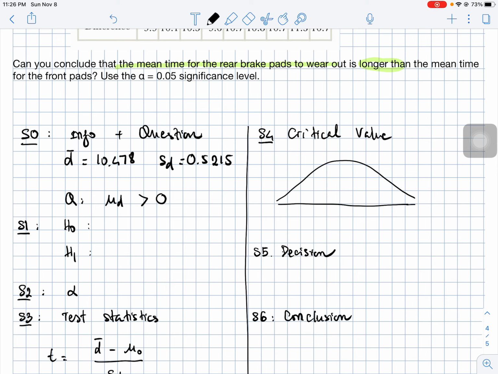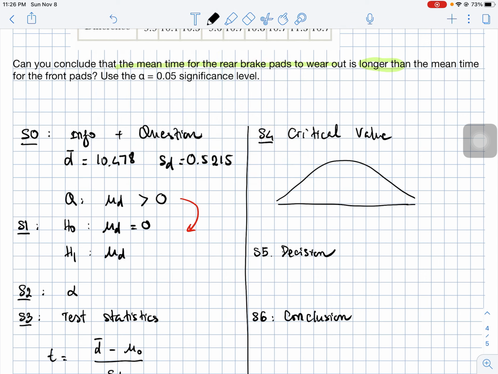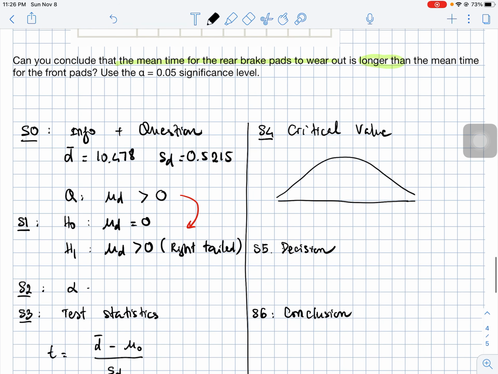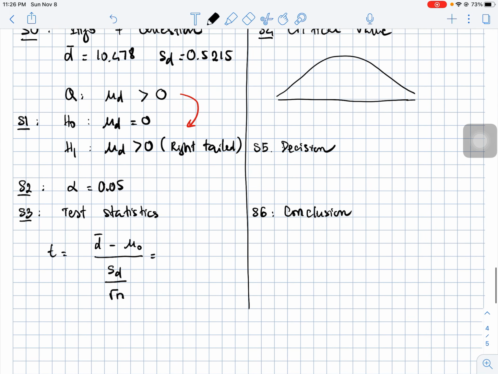Step number 1, we set up the null. The null, we will make mu d equal to 0. We look at the question, right? And mu d will be greater than 0 in the alternative hypothesis. We will use right tail. The alpha is 0.05.